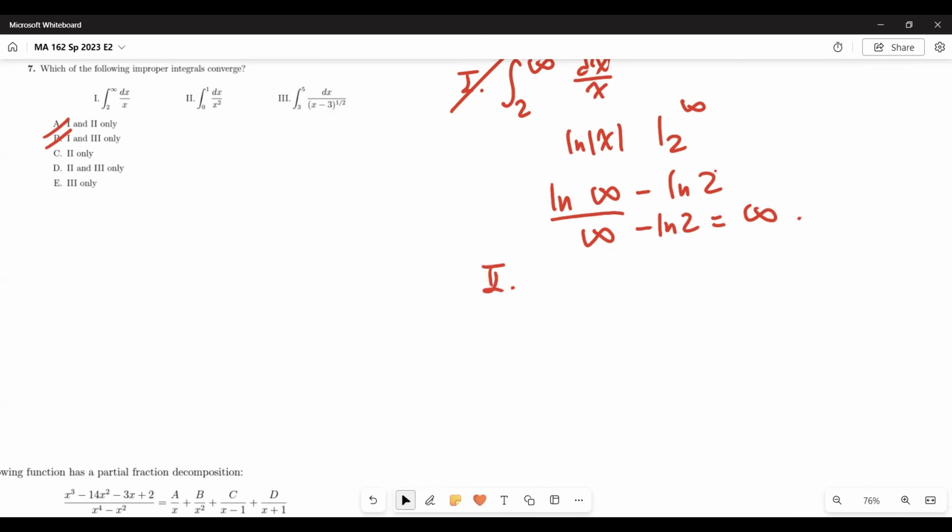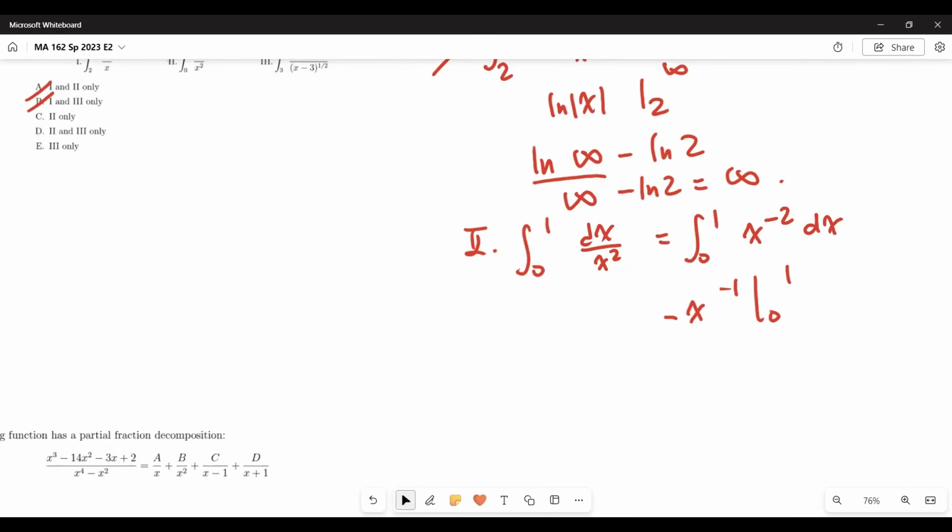Okay, let's look at option 2. The integral from 0 to 1 of dx over x squared. This can be written as the integral from 0 to 1 of x to the negative 2 dx. And if you integrate that, that becomes negative x to the negative 1, from 0 to 1. And you can write this as negative 1 over x, from 1 to 0. So this is negative 1 plus 1 over, oh, sorry, you have to do the, right, that is right.